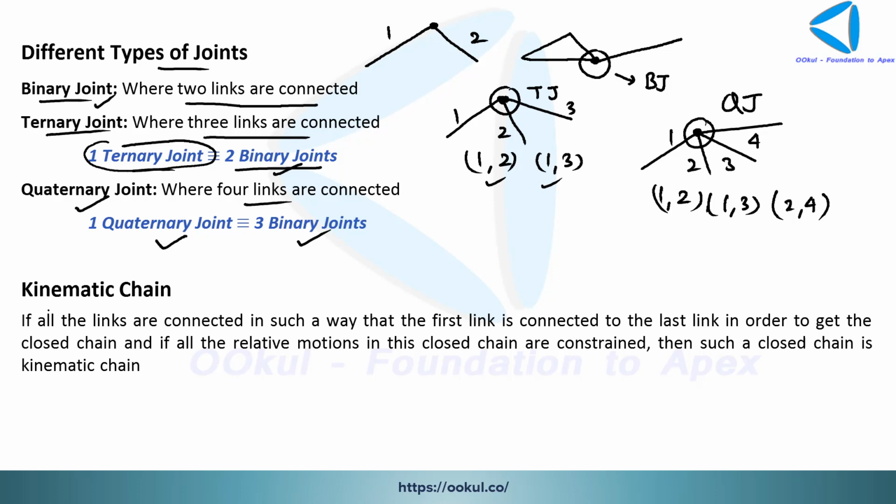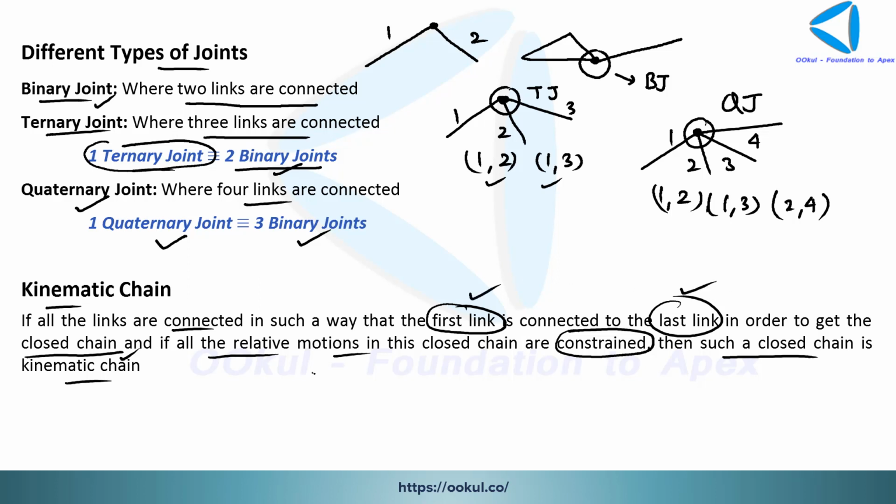Now let us see what is a kinematic chain. If all links are connected in such a way that the first link is connected to the last link in order to get the closed chain, first condition is this. And if all the relative motions in this closed chain are constrained, then such a closed chain is called your kinematic chain. Very important. If the links are connected in such a way that the first link is connected to the last link to get the closed chain and the relative motions are constrained, then such a closed chain is called a kinematic chain.